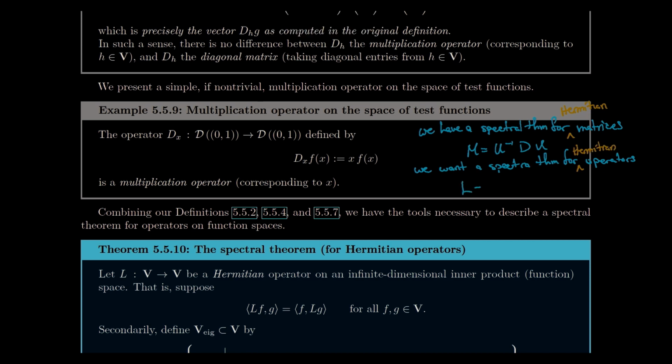Now we're going to have L is U inverse DU, where D is a multiplication operator, and U and U inverse are going to be unitary operators. So that's where we're headed. That's why we've developed everything we have developed in this video. So just look forward to a statement of that in the next video.